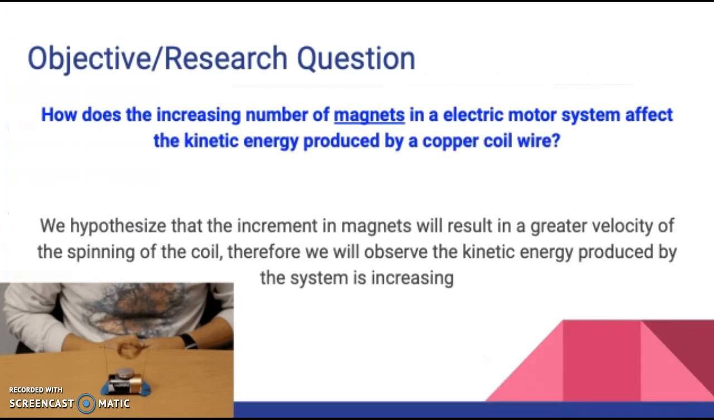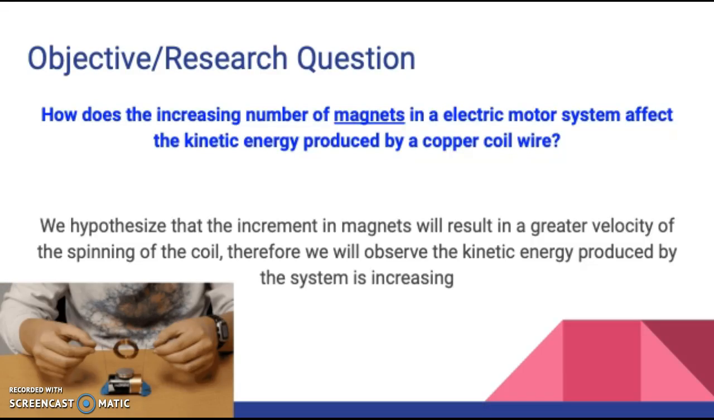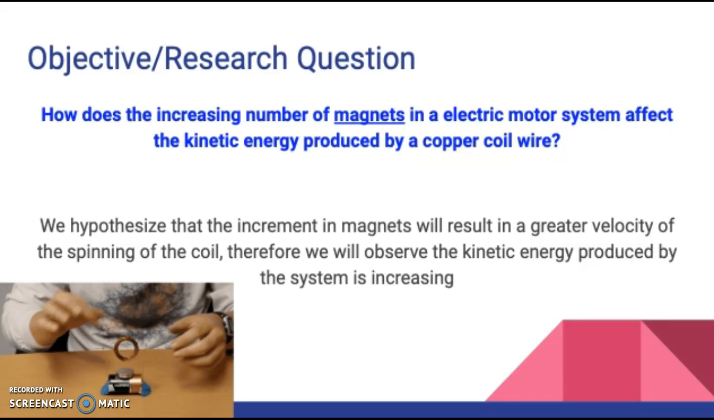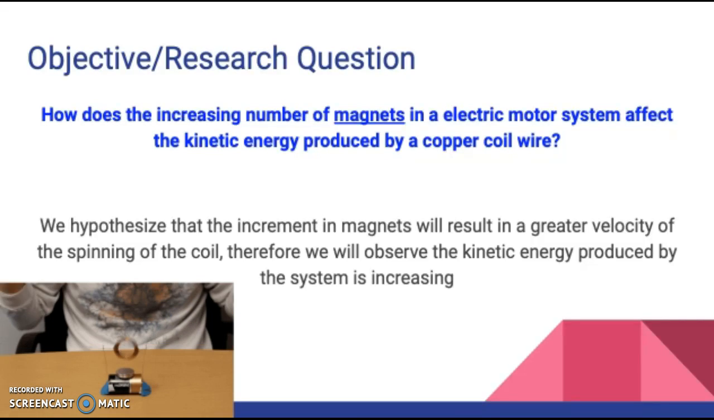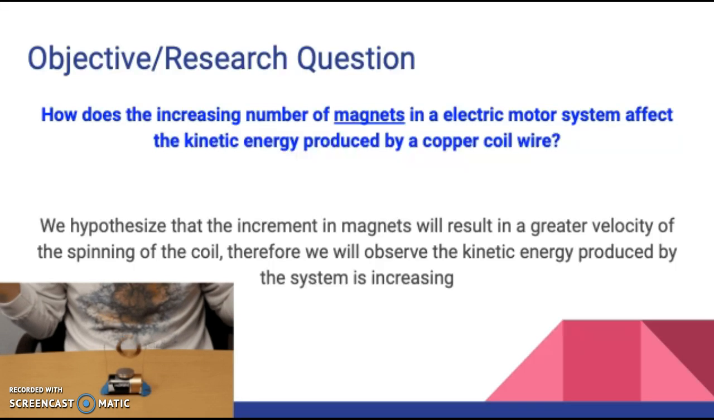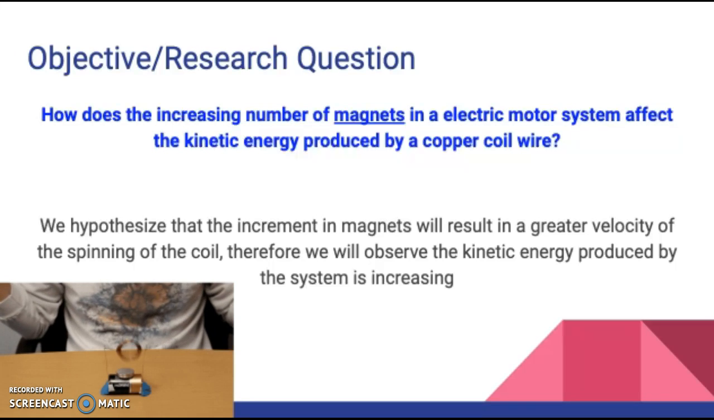Our research question is, how does the increased number of magnets in an electric motor system affect the kinetic energy produced by a copper coil wire? We hypothesize that the increment in magnets will result in a greater velocity of spinning of the coil. Therefore, we will observe the kinetic energy produced by the system is increasing.